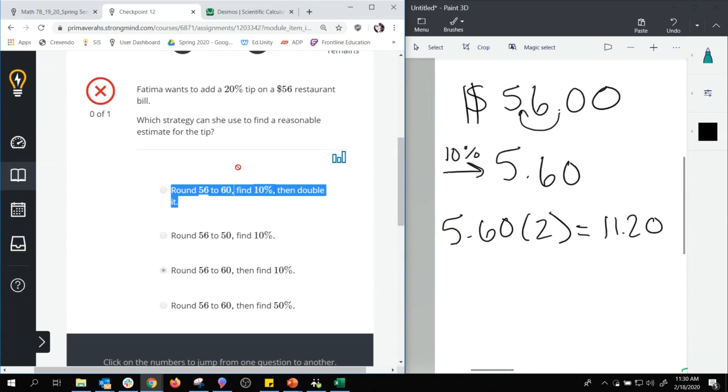One of the other things to notice here is that you want to add a 20% tip, right? These other options are 10%, 10%, and 50%. None of these will leave a 20% tip, which is why we want to pick this first one. But I do this all the time.